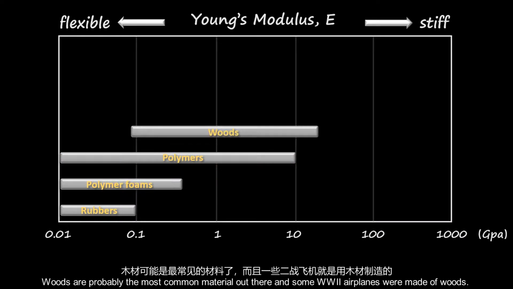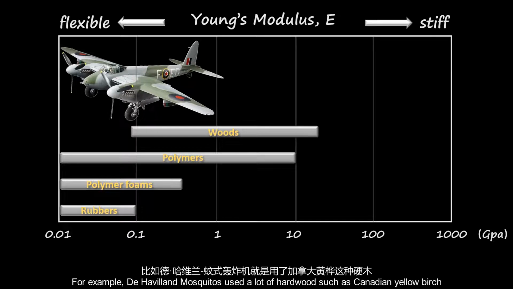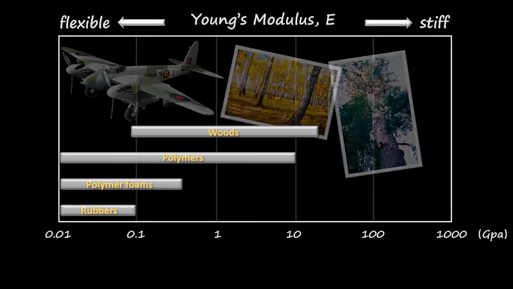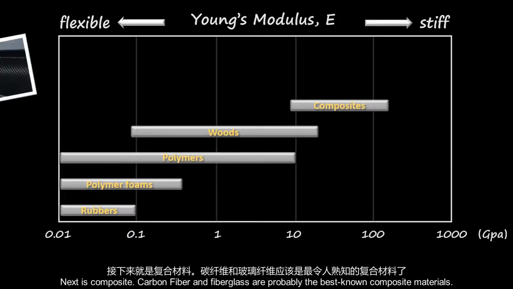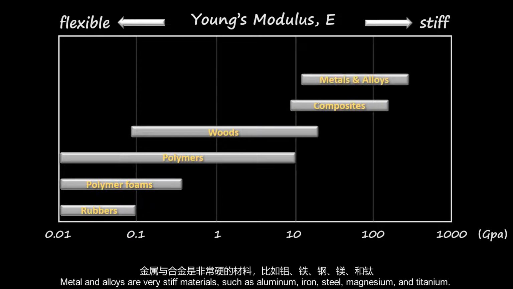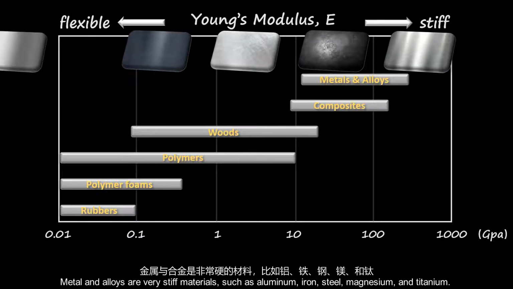Woods are probably the most common materials out there, and some World War II airplanes were made of wood. For example, de Havilland Mosquitos used a lot of hardwoods such as Canadian yellow birch and softwood such as Sitka spruce. Next is composites. Carbon fiber and fiberglass are probably the best composite materials. Metals and alloys are very stiff materials, such as aluminum, iron, steel, magnesium, and titanium.